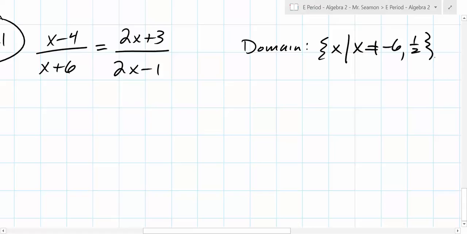1/2 can't be. Saying the domain is 6 is the exact opposite. -6 is the opposite of what the domain is. The domain is all real numbers such that x can't be -6 or 1/2. Now you go on. Now what do you have to find?